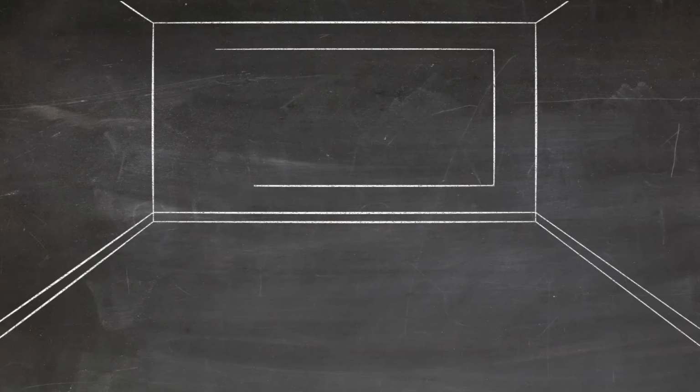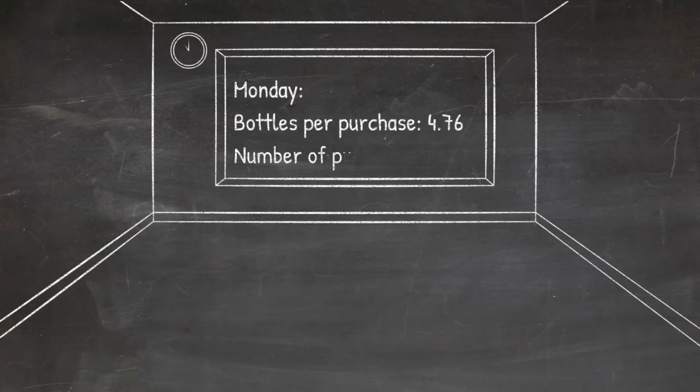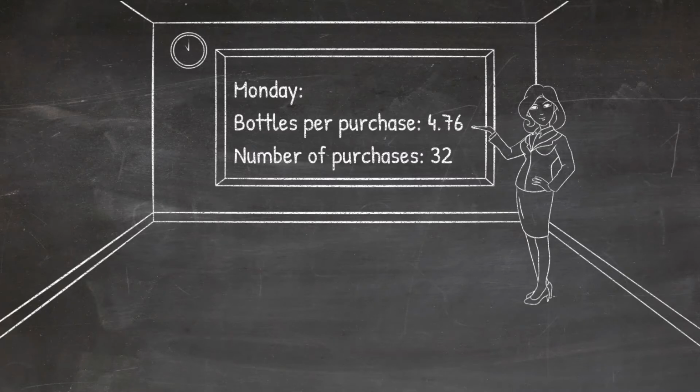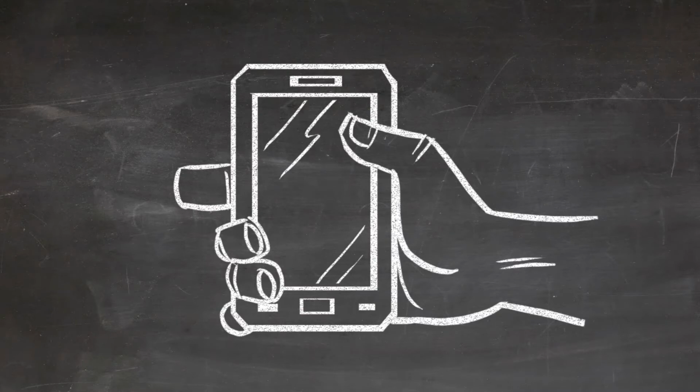The owner gave you a report from just one day as an example. On Monday, the mean was 4.76 bottles from 32 purchases. You do a quick check on your phone and straight away you know something was wrong with the report. How? How did you know something was wrong?